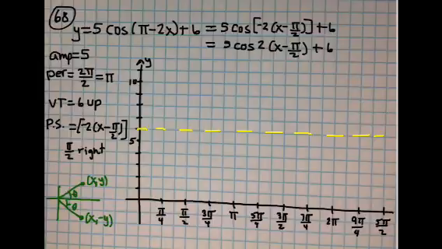So we're just going to graph this one, which is the same as this one right here. They're equivalent, the same graph. So I drew the yellow line here for the vertical translation. It's a cosine graph, so we know that. Oh, and I almost forgot, there's also a phase shift pi over 2 to the right.